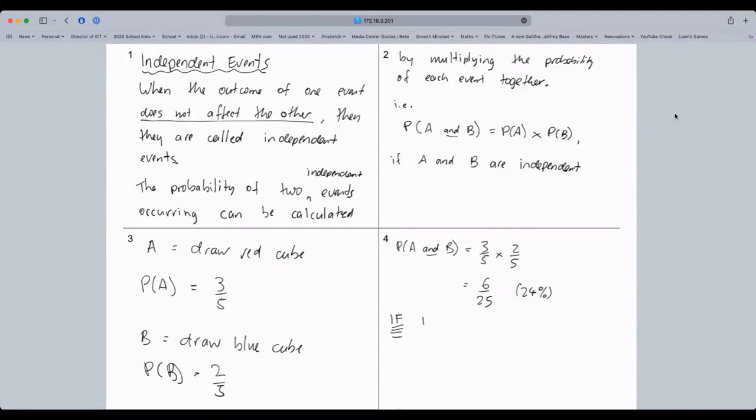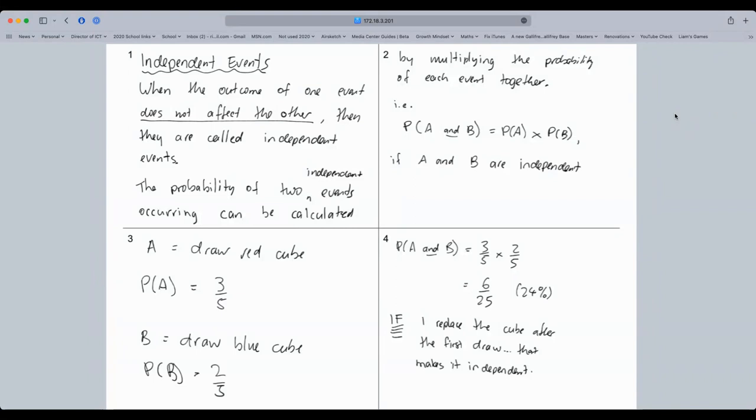If I replace the cube after the first draw, that makes it independent. So if I draw a red cube out and then replace it, and then draw another cube out and it's blue, the chances of me doing that was a 24% chance. So almost one in four, almost a quarter. Does that make sense?